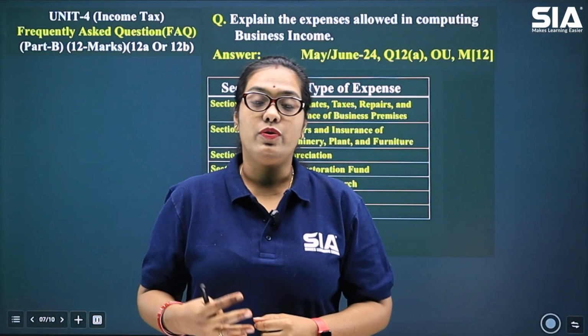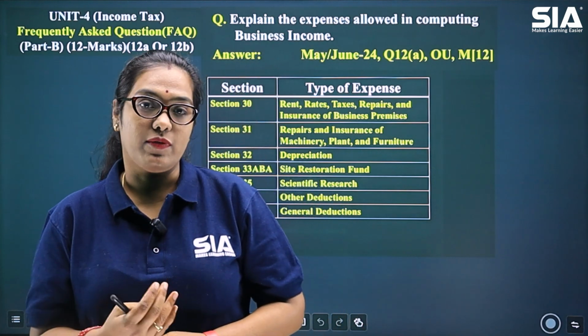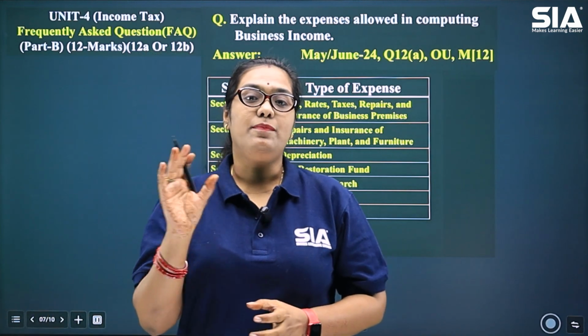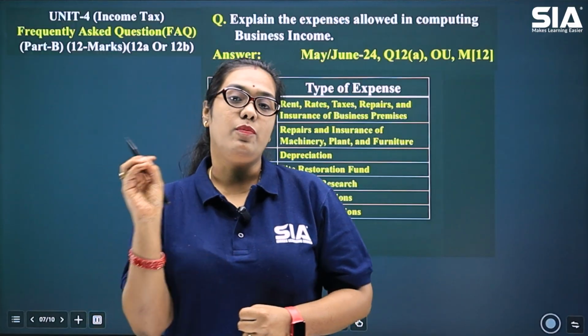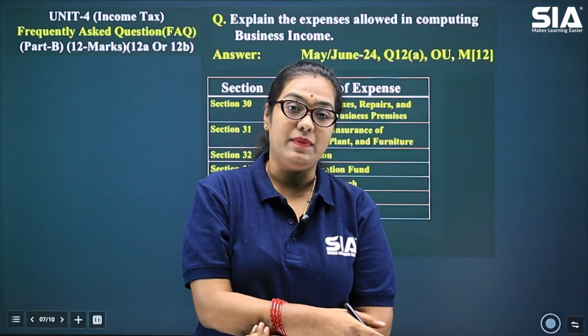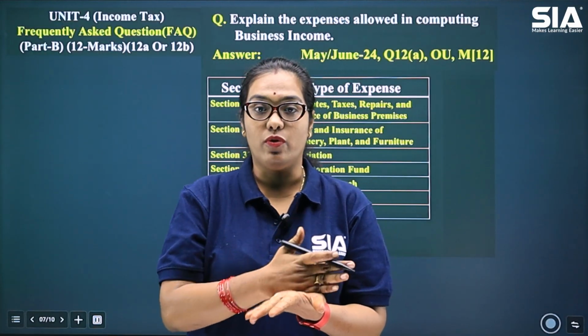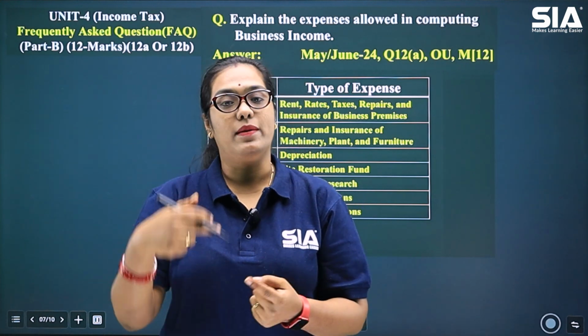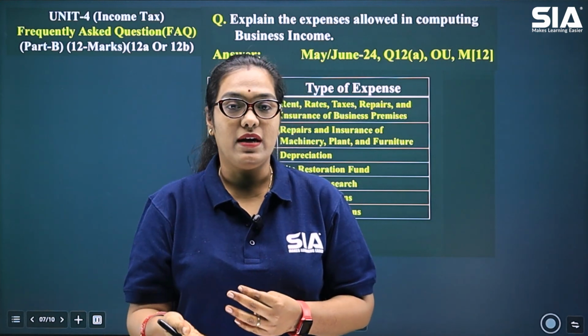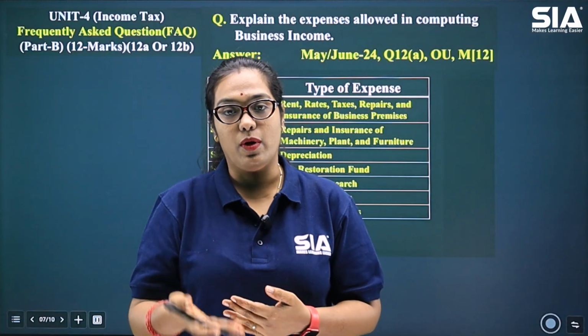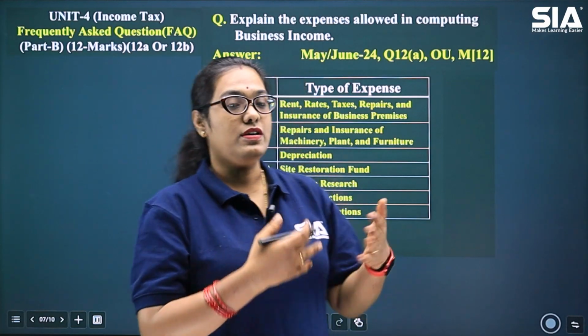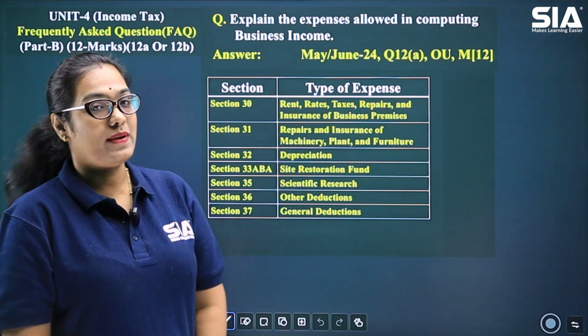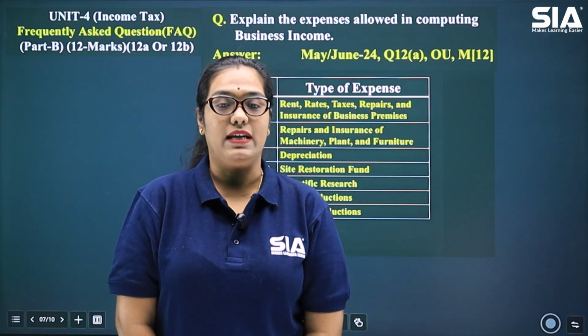Now, for your fourth unit, which is profit and gain from business and profession, part B, the 12th question is dedicated to profit and gain from business and profession. That means any question related to unit 4 will be either 12A or 12B. Sometimes a problem could be asked and a theory question, or both problems. So now let's see first what is the meaning of the expenses that are allowed under business income.